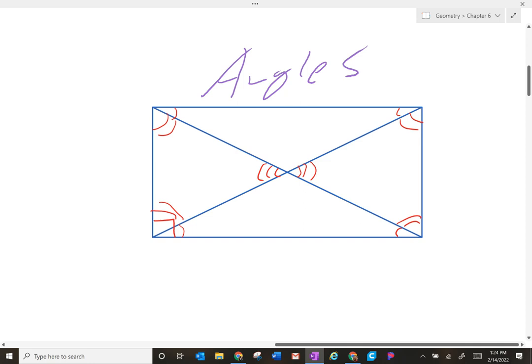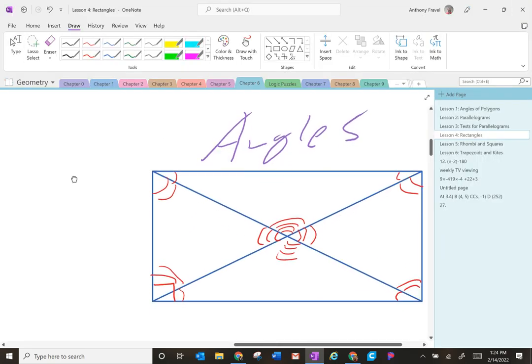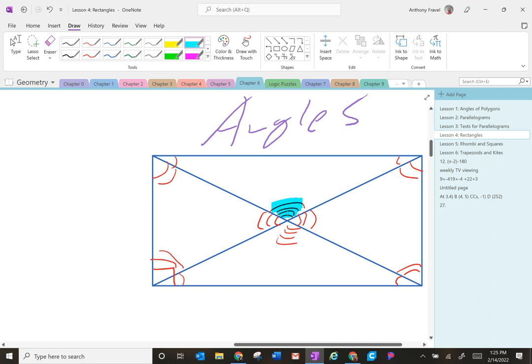And then finally, I know I've got so many lines on here, this one and this one are the same as well. I'm going to choose colors because I've got so many lines on this. It's hard to see them all. This angle and this angle match up.